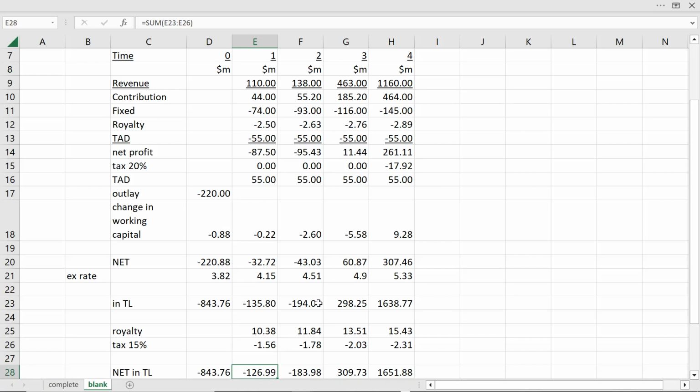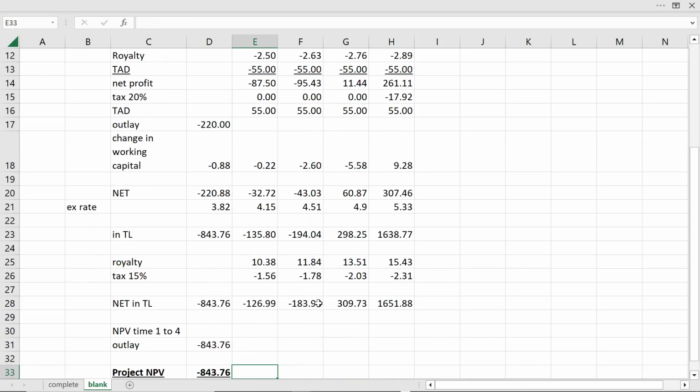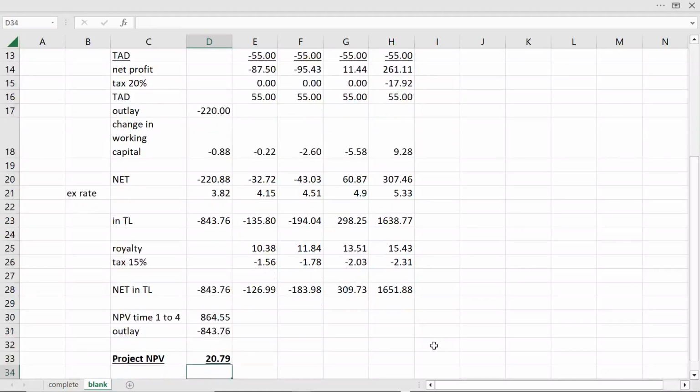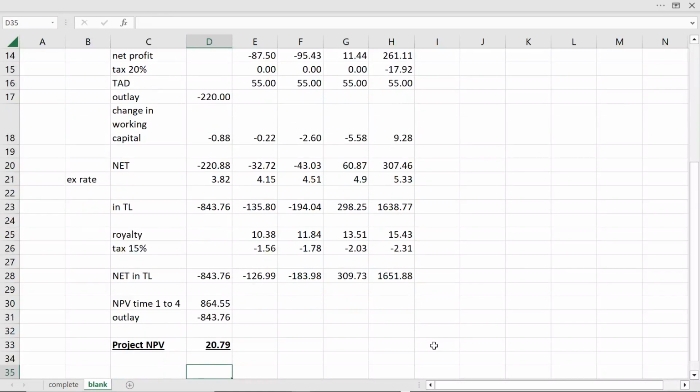Then I'm going to net everything off, discount at 16%, so equals NPV. 16% is given as the cost of capital. Starting from time 1, deduct the outlay, and I've got my NPV. So that's going to pick up 8 of the marks.